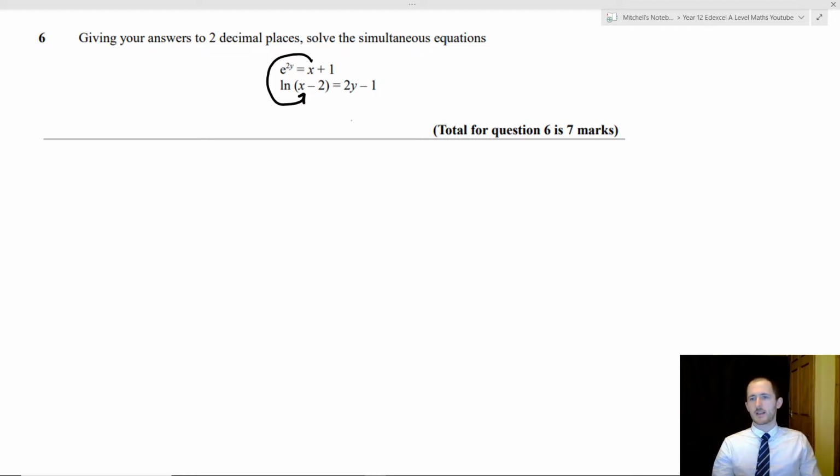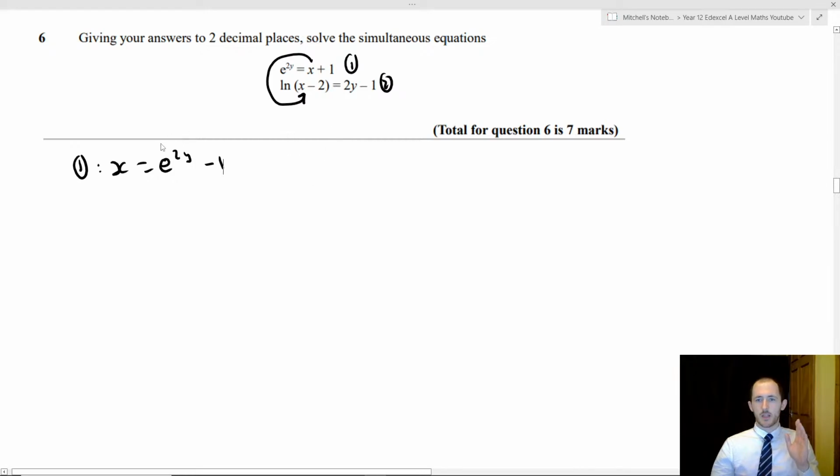Okay, there are two ways to go about doing this. The first way is if I call this equation 1 and equation 2. With simultaneous equations, there are so many different solutions to this, but x would just equal e to the 2y minus 1, right? Now, what I could do is change x.